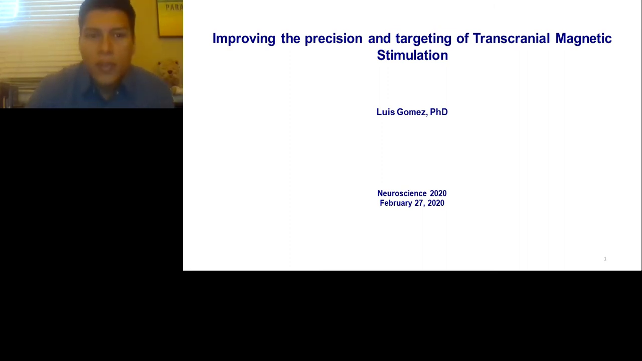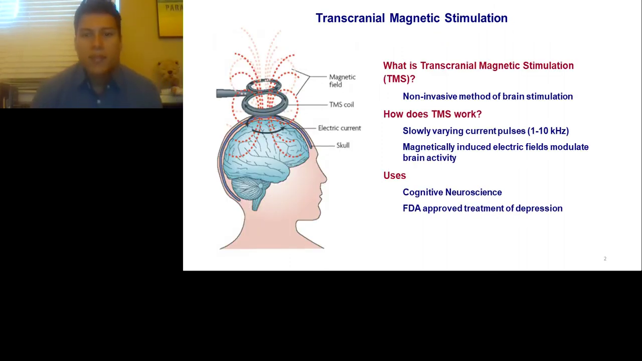And so, first of all, what is TMS? TMS is a non-invasive technique where one or more coils driven by low-frequency current pulses placed on the scalp is used to generate magnetic fields, which in turn induce electric fields in the conductive brain matter. These electric fields then in turn modulate brain activity. Specifically, brain regions with large electric fields are typically stimulated by TMS.